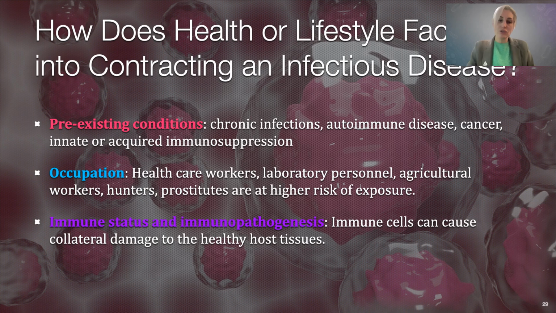Looking at prostitutes as well, or sex workers could have a higher risk of exposure if there's physical contact between people. Looking at our immune system and pathogenesis, we know that our immune cells can also cause damage to us. So after infection, we have sequelae, which can cause damage as well, even in healthy hosts.